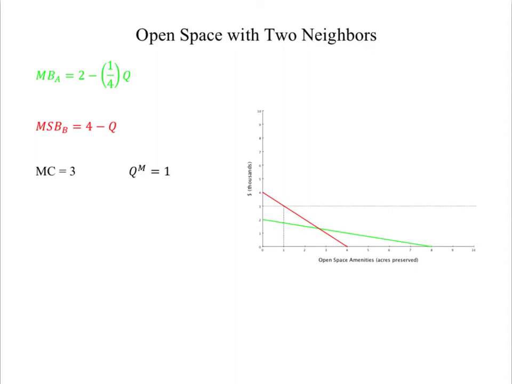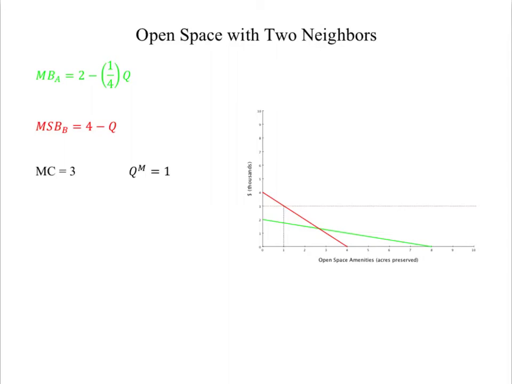Suppose two residents of a suburban community live near a vacant lot that has the potential to generate environmental open space amenities. Given their demands and a marginal cost of $3,000 per acre of improved open space, acting on their own, resident A would do nothing and resident B would improve 1 acre of the vacant lot. That is, the market output of the public good would be 1 acre.